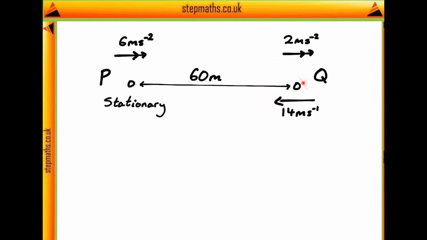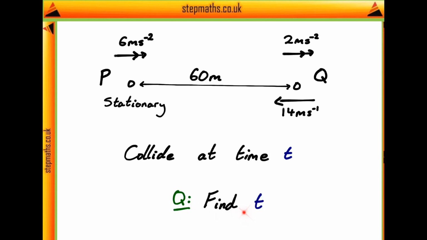If we look at Q, then we see that initially it has a velocity of 14 metres per second in the direction of P, but has an acceleration in the opposite direction of 2 metres per second squared. The question then tells us that these two particles do collide at a time which we've called t here. And it asks us just to find t, the time the two particles collide at.